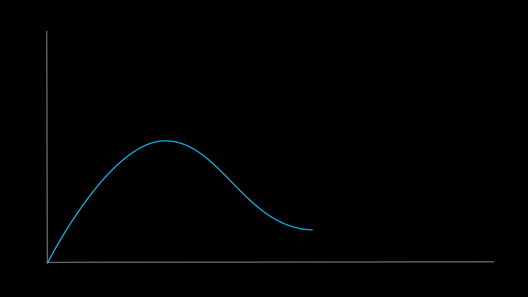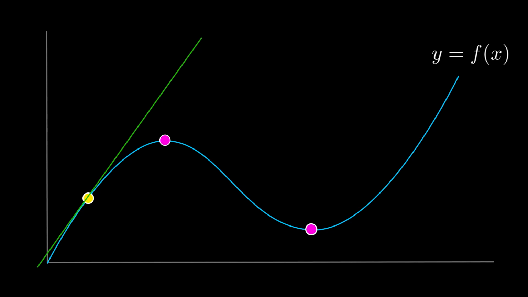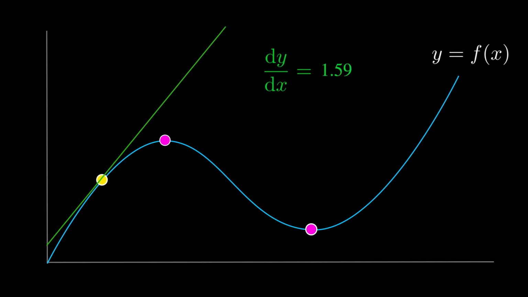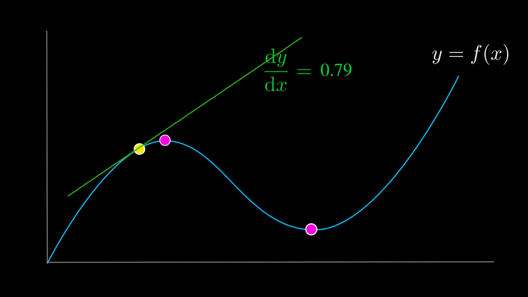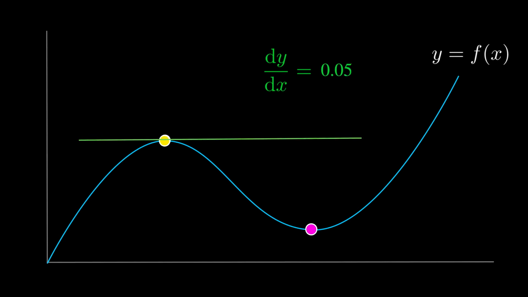Take a function represented by this graph here. These two purple points represent the graph's stationary points, and this green line here represents the gradient at the yellow point on the graph. Have a look at what happens as this point traverses through the graph. First, we see that in the increasing part of the graph, the gradient is positive. And as we get closer and closer to the stationary point, the gradient decreases to 0. And at the stationary point, the gradient is 0.